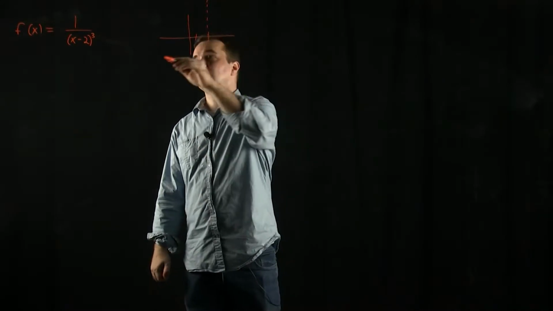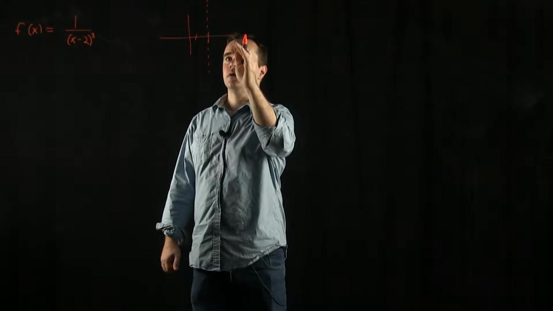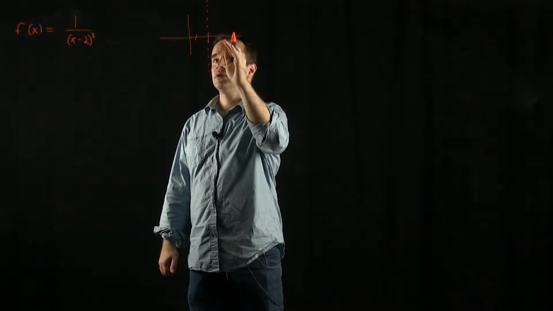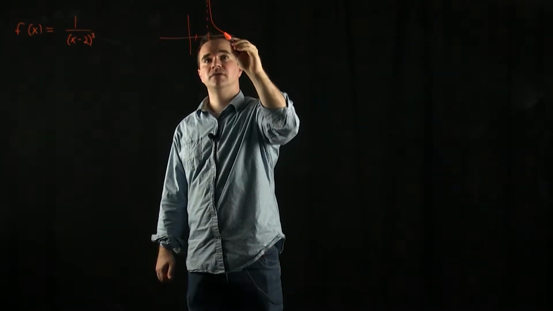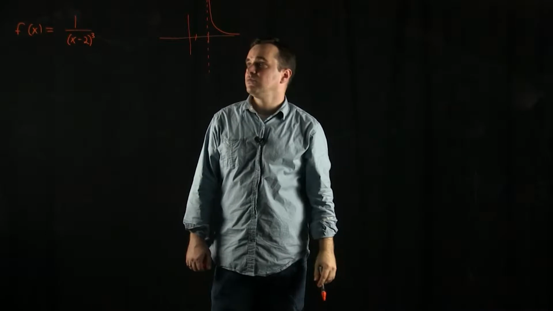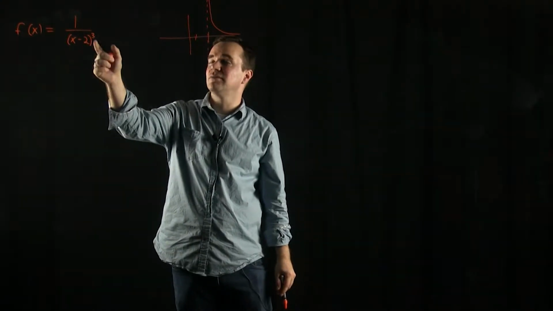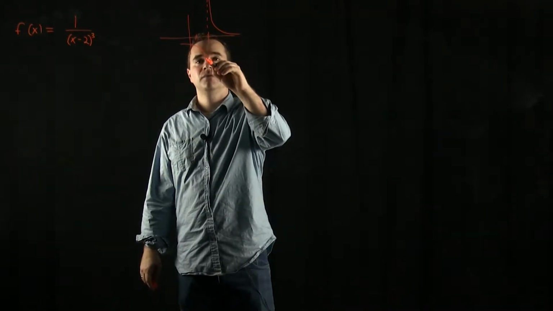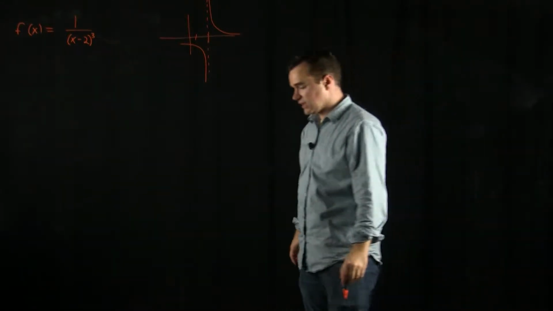And then when x is bigger than 2, we're going to be positive and getting arbitrarily large. So we're kind of looking like that. When x is less than 2, we're going to be negative. We're taking a negative number and cubing it, and we're getting very large in absolute value. So schematically, that's what that looks like.